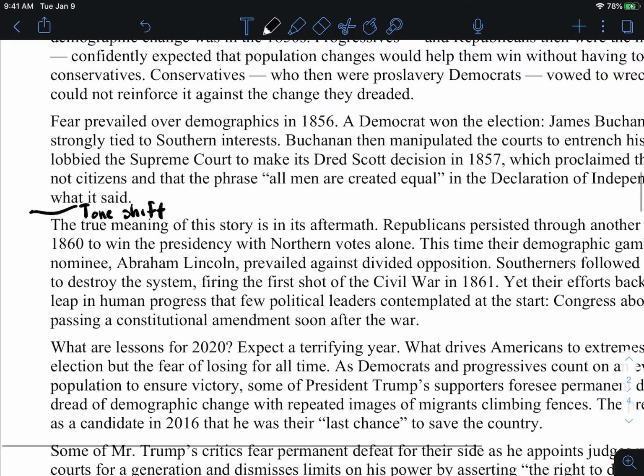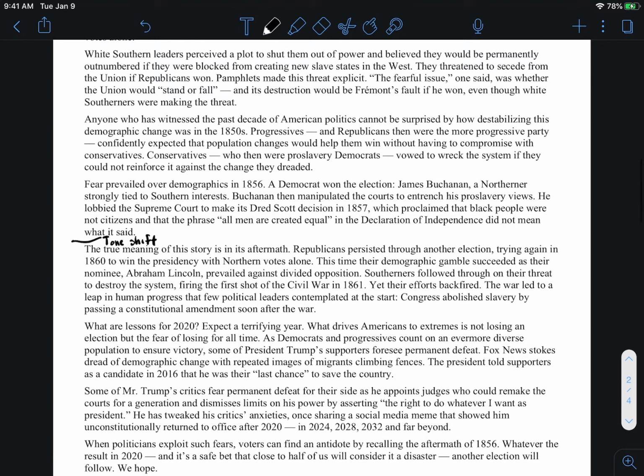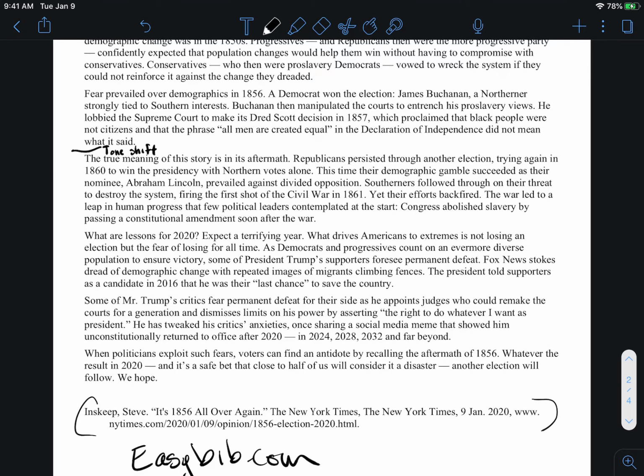Everything before this paragraph is a look at the past to get us to think about the 2020 election. Now, this was published in January, and so it's been quite a few months of us thinking about the 2020 election, so it has aged a bit. But the central idea, I think, is meaningful. And then we get to the last part of this, right? So we have that tone shift from the beginning.